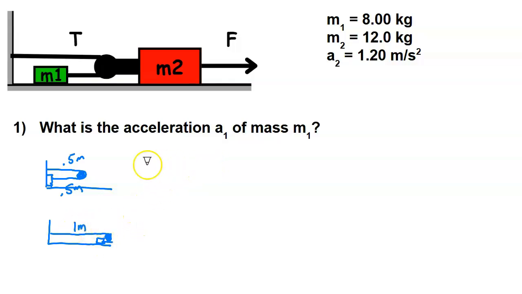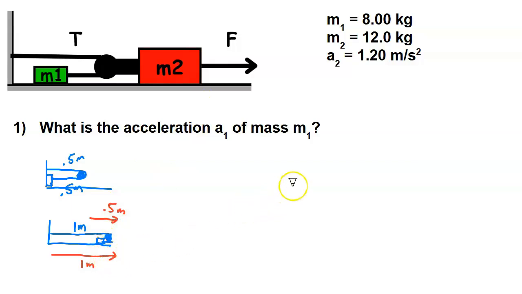So here's what I want you to think about: how far did the pulley travel? The pulley traveled 0.5 meters. And mass 1 traveled how far? 1 meter. So what this is telling us is that for every meter that mass 2 travels, mass 1 will go double. Whatever distance M2 goes, M1 is going to go double the distance.